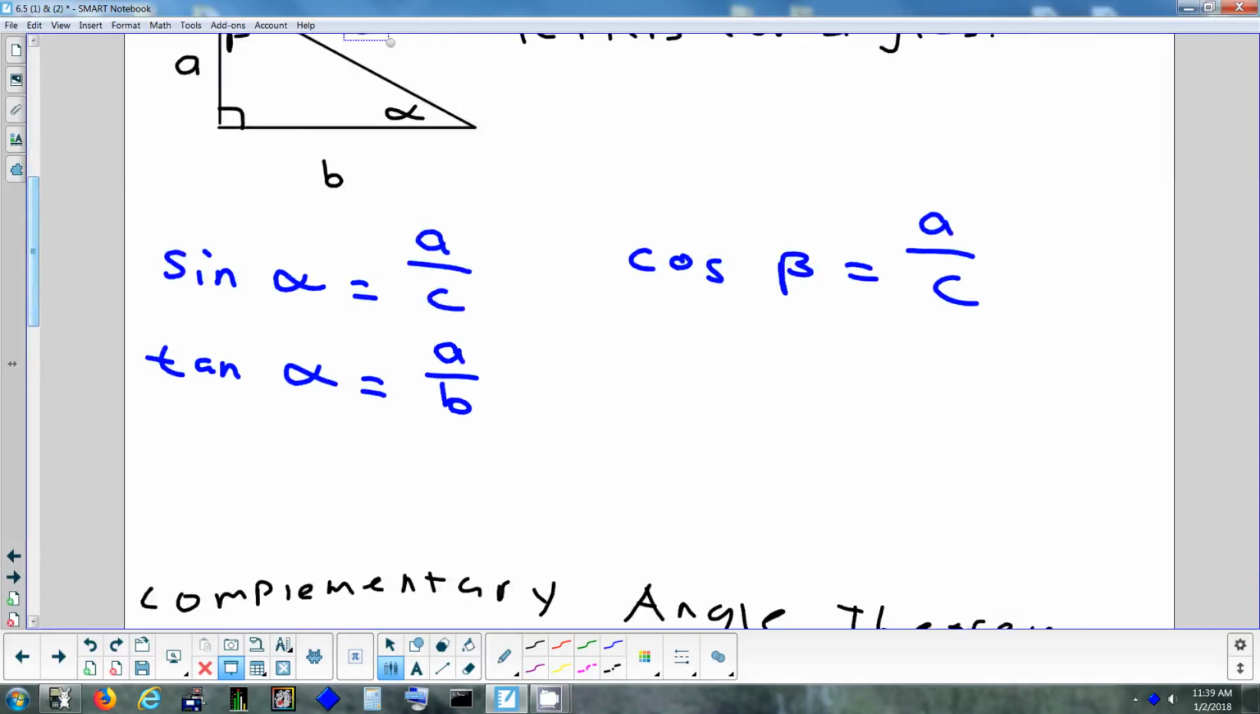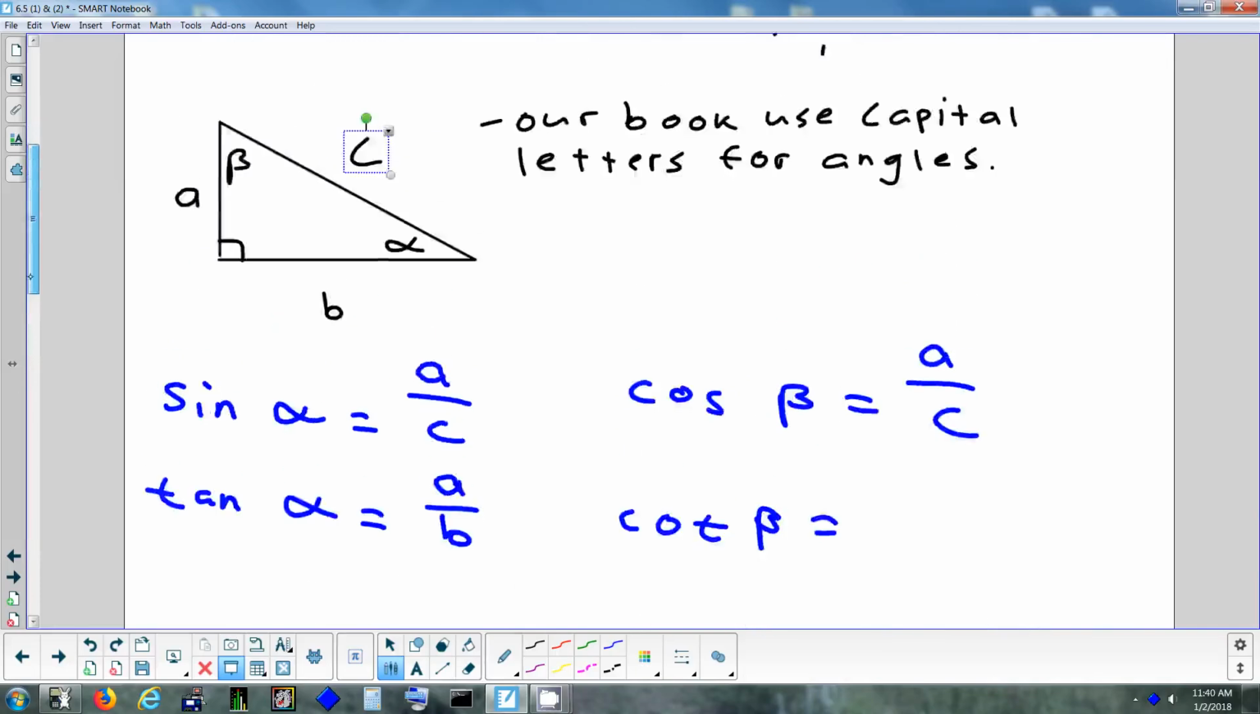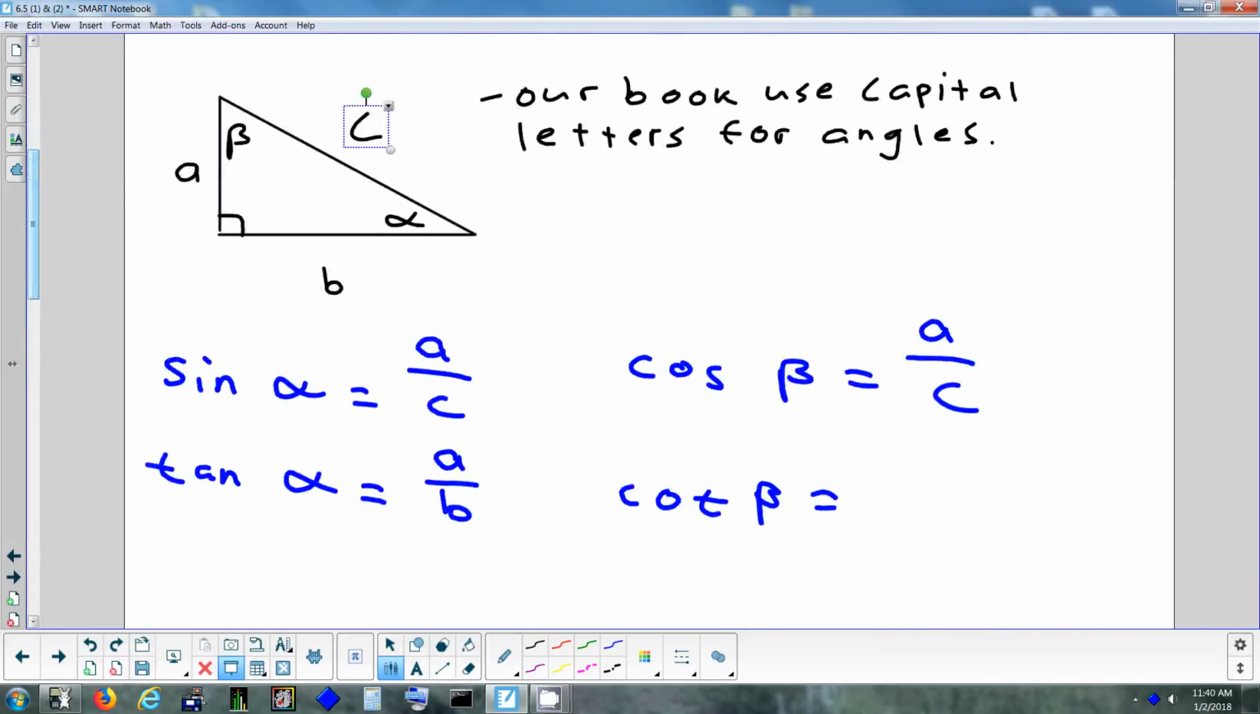Now let's find the cotangent of beta. I'm not just picking random things. Once I pick something on the left, I'm picking a certain thing to go with it on the right. So let's see what happens here. Hannah, what's the cotangent of beta? B over A. What's our definition for cotangent?